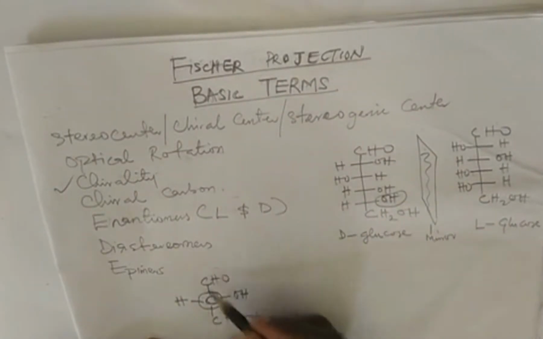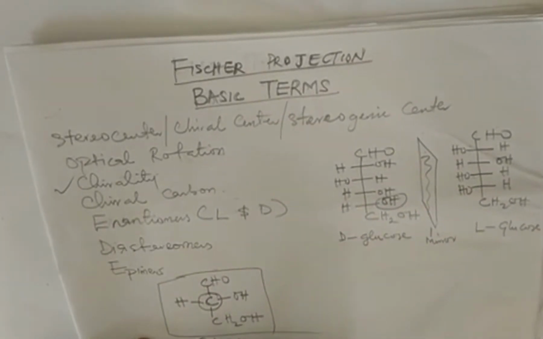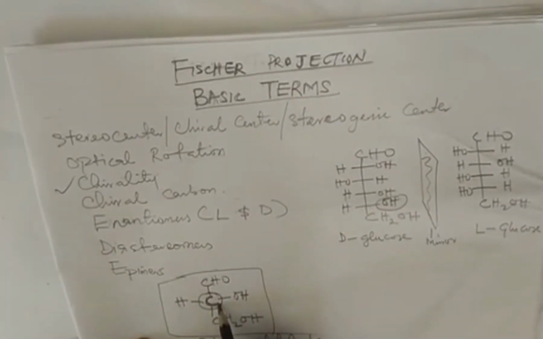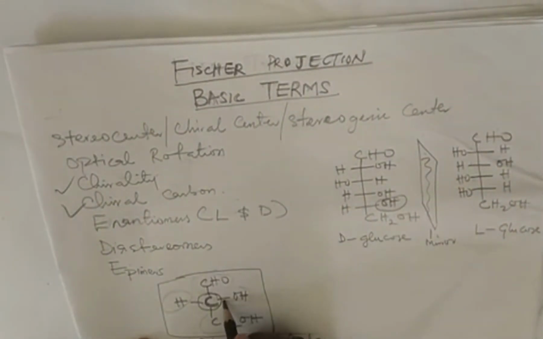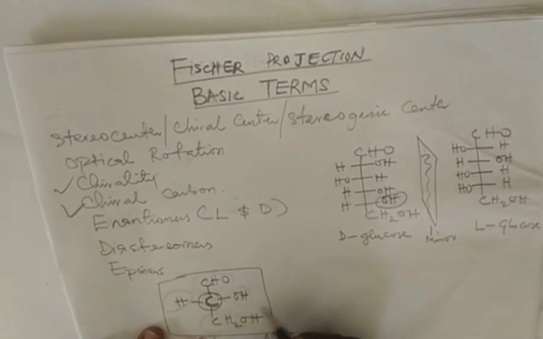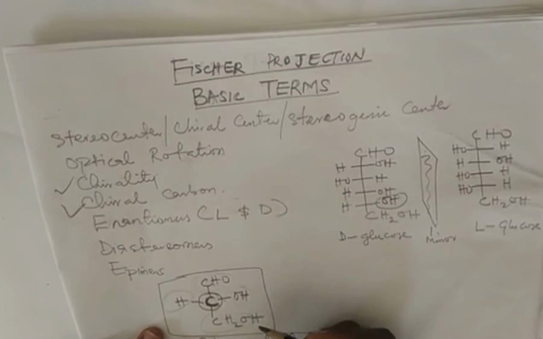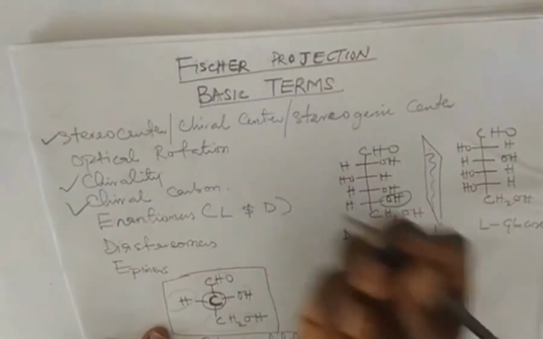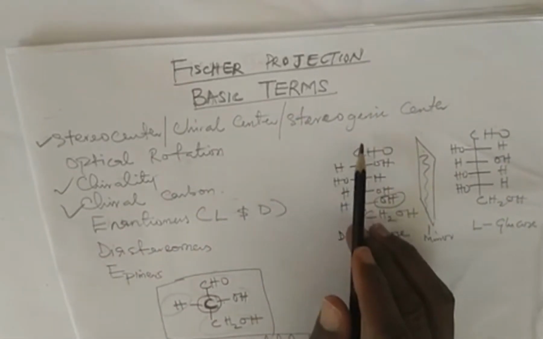Like this one I just drew, it is glyceraldehyde. Now, this carbon that is undergoing this phenomenon of having 4 different substituents is called a chiral carbon, and the phenomenon itself is called chirality. Now, this point, this location, is what we call the stereocenter, or it could be called the chiral center, or you could call it the stereogenic center.